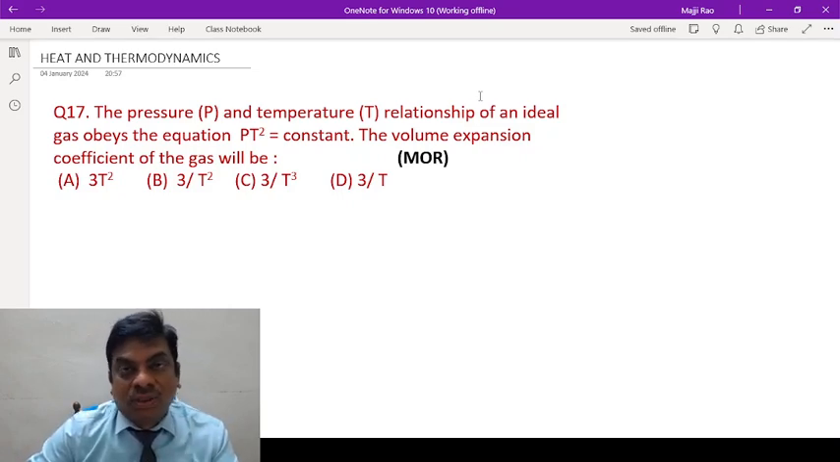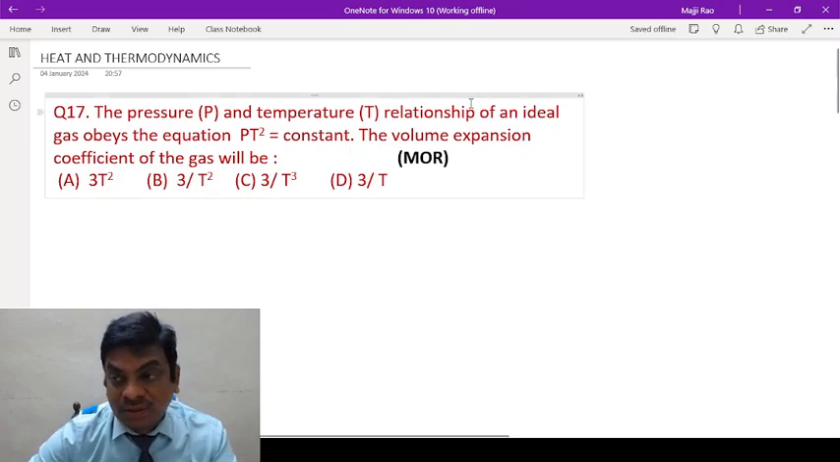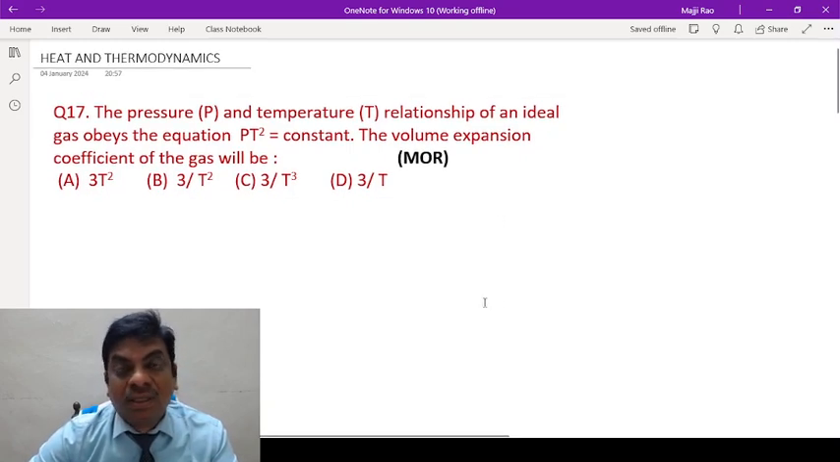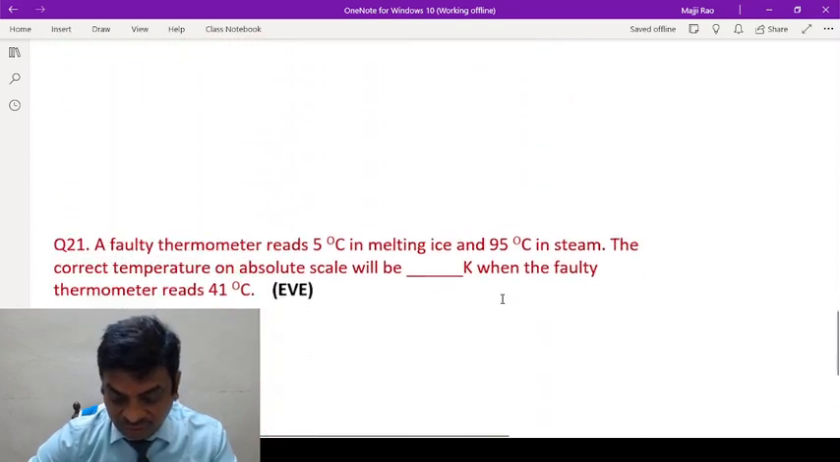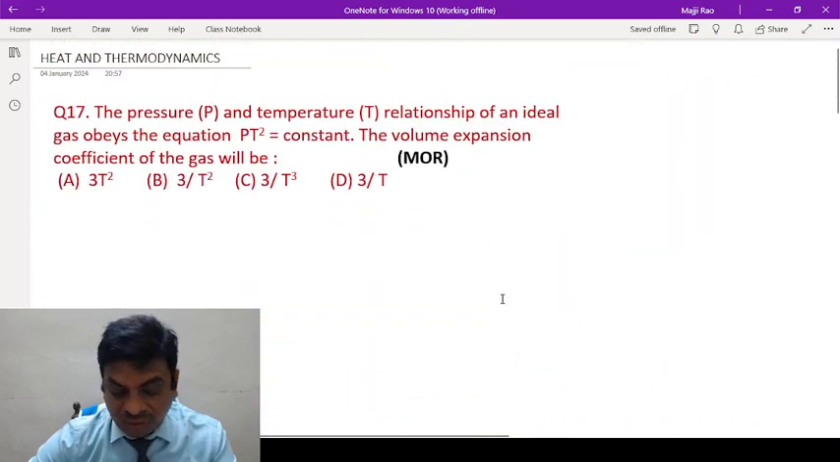Today I have come up with questions based on thermodynamics. These questions have been asked on the 30th January, both morning and evening combined, 2023 JEE Mains. We have altogether around four to five questions. Let us solve them one by one.